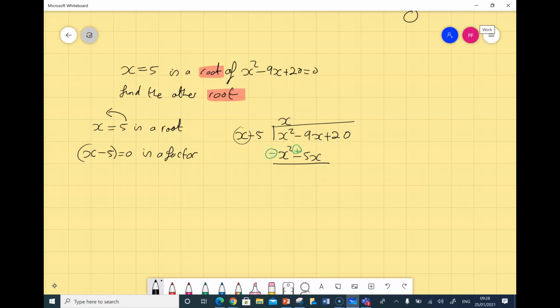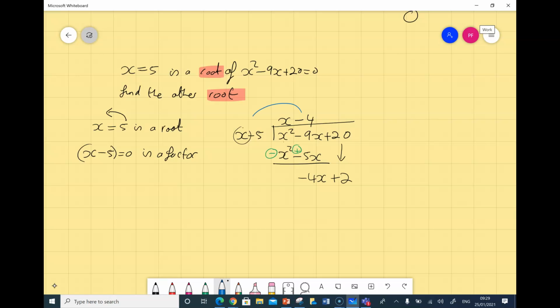x squared take x squared is gone. Minus 9x plus 5x is minus 4x. Brilliant. Now I can bring down my plus 20 here. Bring down the next thing. Okay, and we start all over again. x multiplied by what will give me minus 4x? Well, I'd have to multiply it by minus 4.